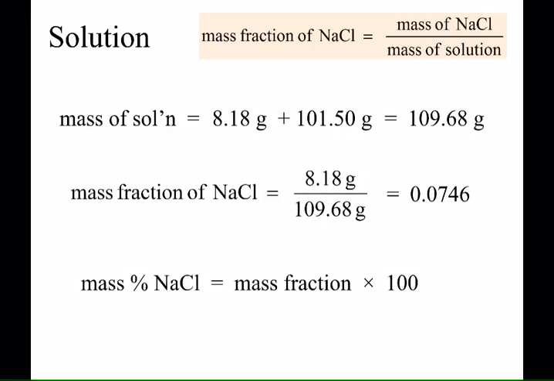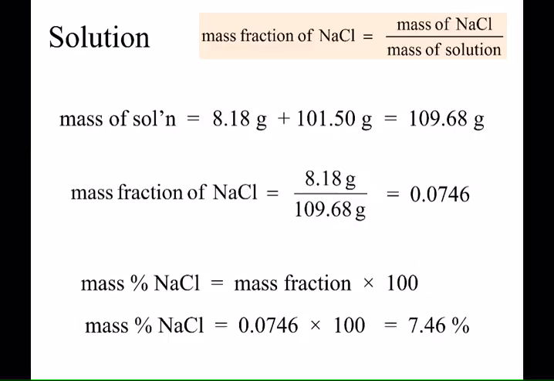And so for the same component, in this case NaCl, we can go between mass fraction, which is what we have, to mass percent by multiplying by 100%. Move the decimal place over 2 places, right? So our weight percent then is 7.46%.